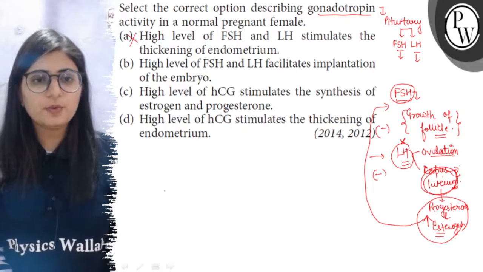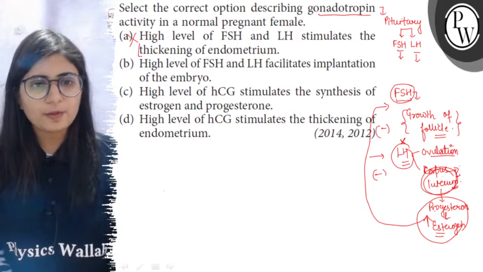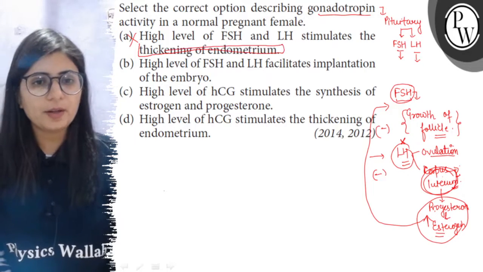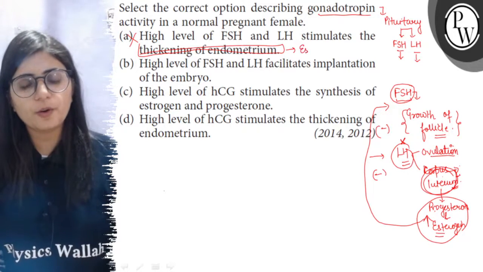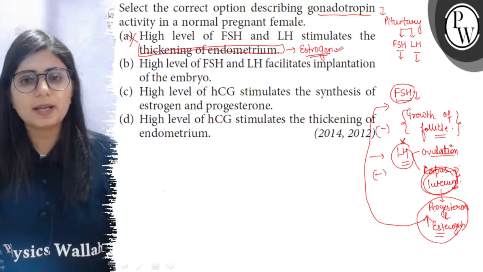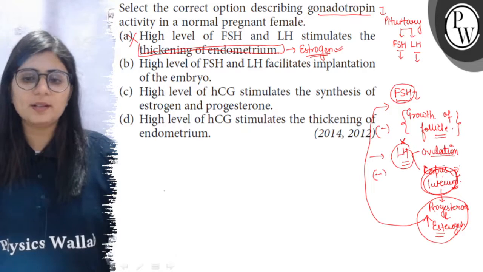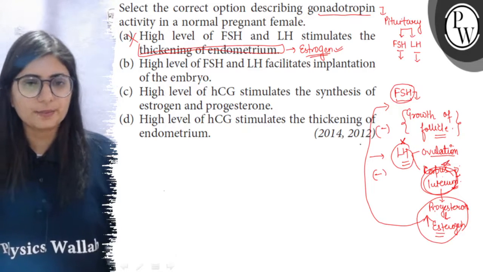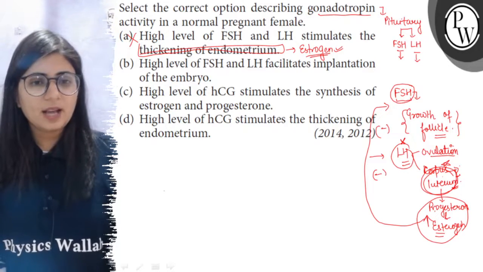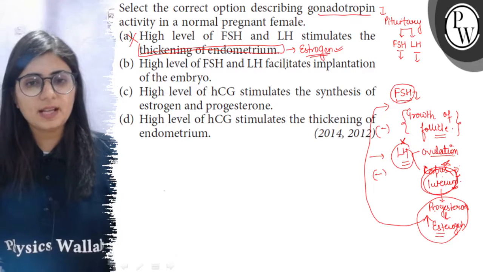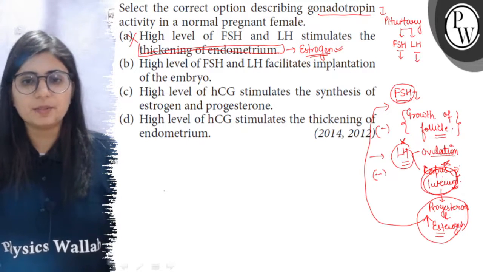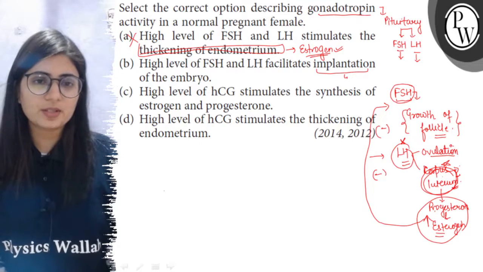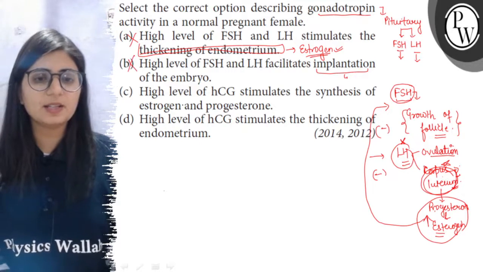Now let's see the options. High level of FSH and LH stimulates the thickening of endometrium. No, this is not true, because the thickening or proliferation of the endometrium is under the influence of the hormone estrogen, which is released by the follicular cells and to a certain extent by the corpus luteum. The second option: high level of FSH and LH facilitates implantation. Implantation means attachment of the embryo with the endometrium. So this is not the function of FSH and LH.